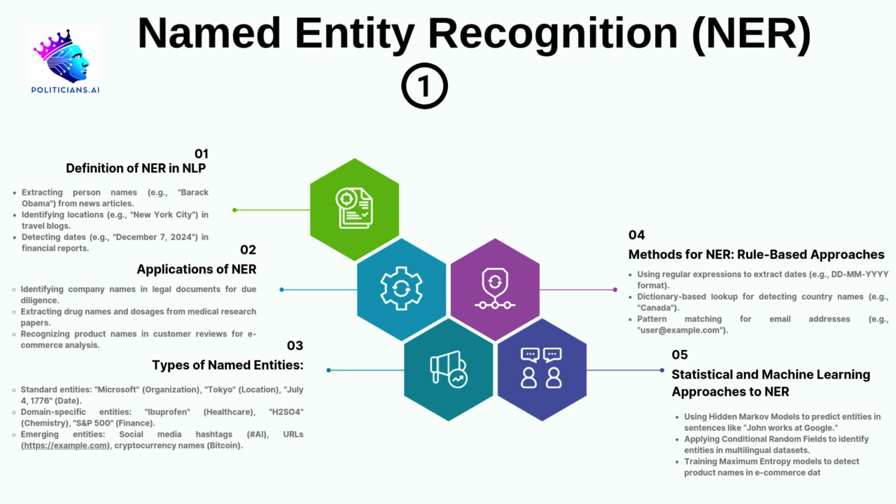Introduction to NER. Hi everyone. Today, we're talking about named entity recognition, or NER. It's a technique that helps computers identify important information in text. For example, NER can recognize names, like Barack Obama. It can pick out places, like New York City. And it can identify dates, like December 7th, 2024.